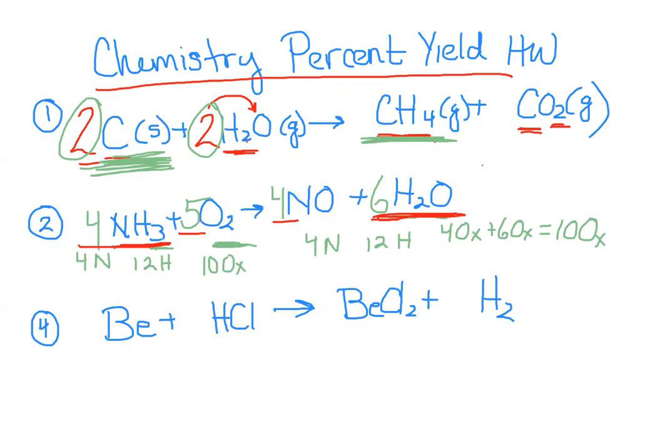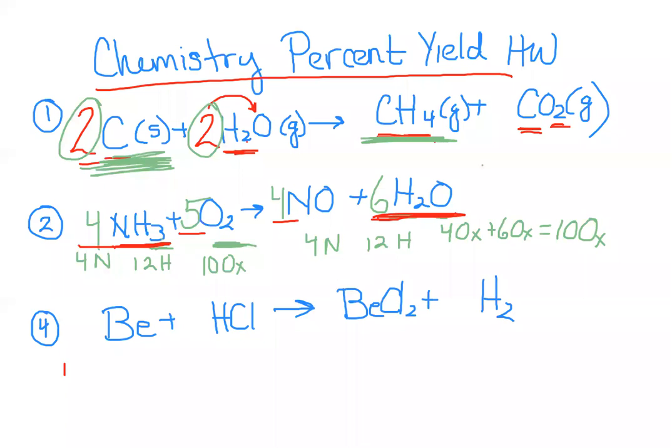All right, number 3, you can see I don't even have written down here because I don't need to help you with that at all. They gave you the actual yield. They gave you the theoretical yield. You just have to find the percent yield. That one is easy. Number 4, we have to balance this.